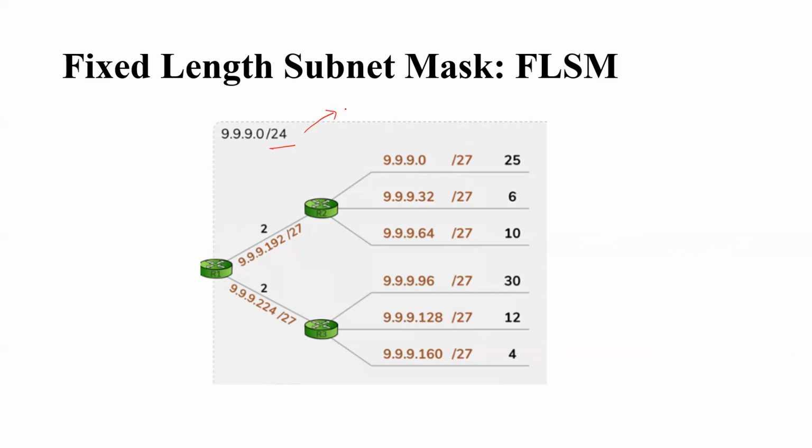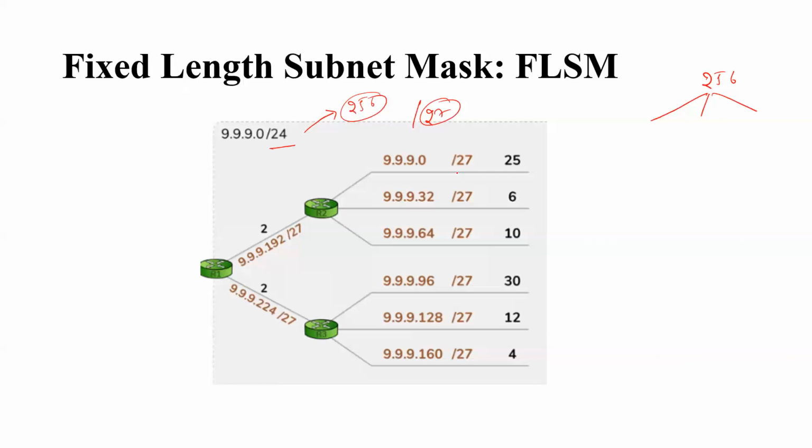In slash 24, how many IP addresses do we have? 256 IP addresses, right? Among these 256 IP addresses, they are dividing this slash 24 into slash 27. Slash 27 means these 256 are divided into blocks of 32 IP addresses. Slash 27 means 32 IP addresses will come. I'll show you how it is.